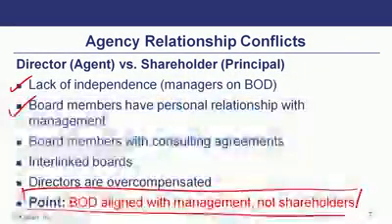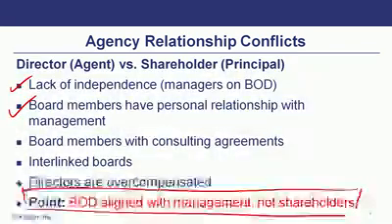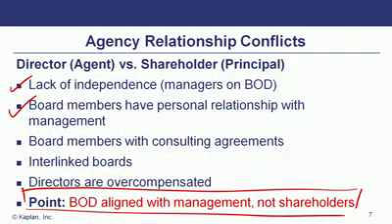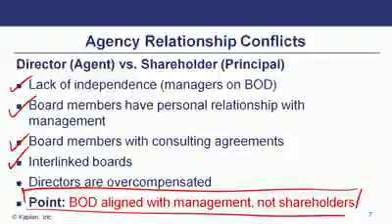So board members, if they have a personal relationship with management, so they're drinking buddies from college or whatever it happened to be, or board members that have consulting agreements or interlinked boards. Well, if you're a member of the board of directors and you're also the president and principal shareholder in another company that's a big supplier to the firm you're serving on the board of, that is, the firm where you serve as the board is a big customer of yours, well, that's going to cause you to have different incentives, because you don't want management to get mad and decide not to buy product from your firm anymore, right?